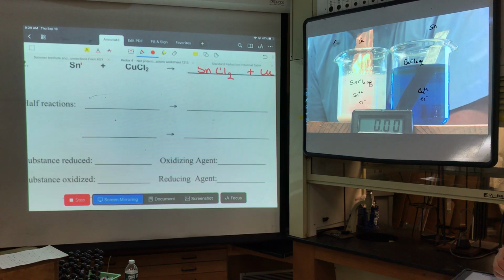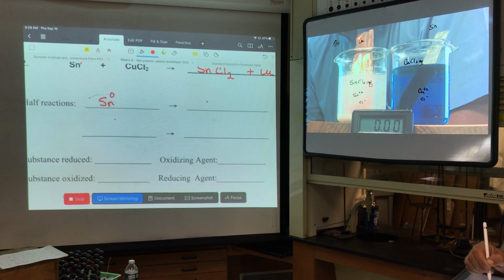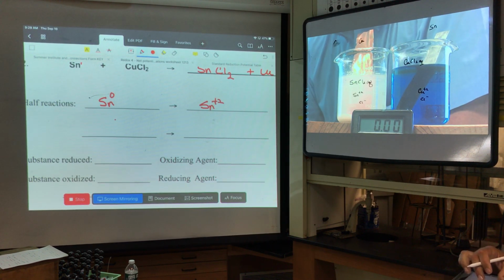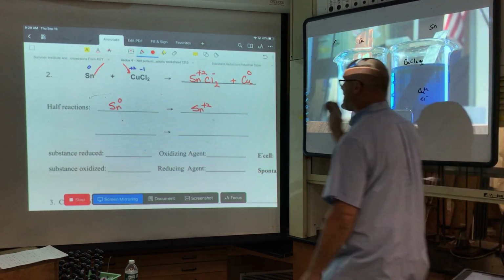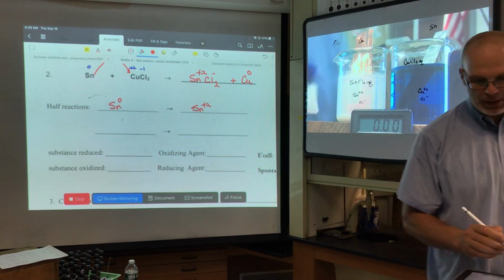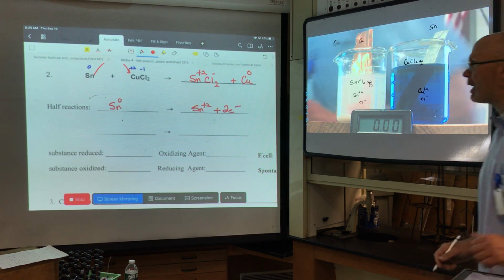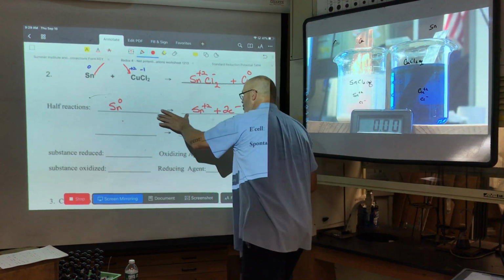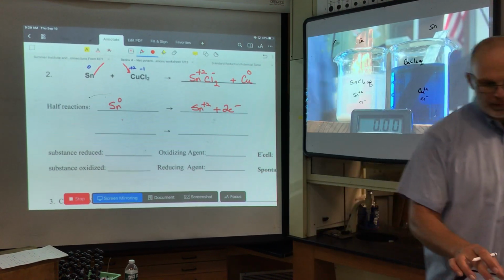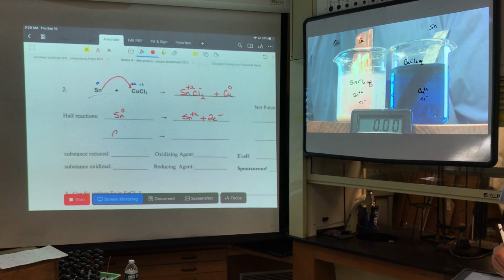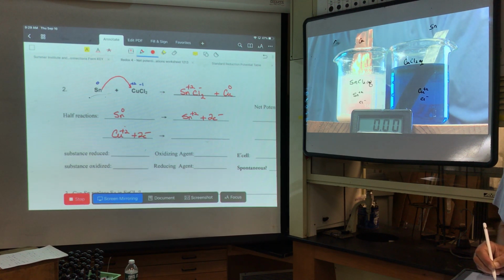Okay? So, real quickly, let's do the half reactions. Sn0 is going to go to Sn plus 2. In order for it to do that, it must lose negatives. So how many electrons do I put on the product side? Right, so that both sides of the half reaction have the same charge. The next player, if this works, copper plus 2, is going to gain 2 electrons, and it's going to go to copper 0.